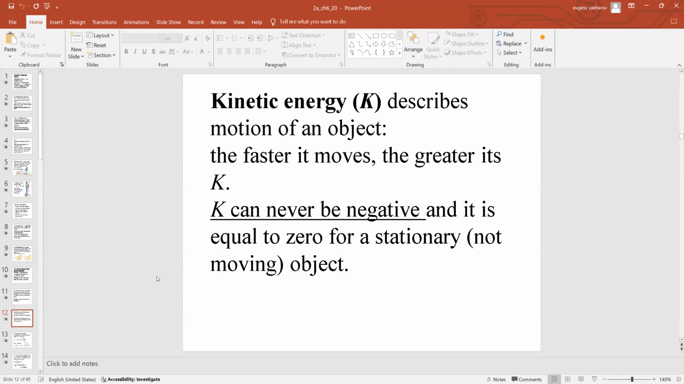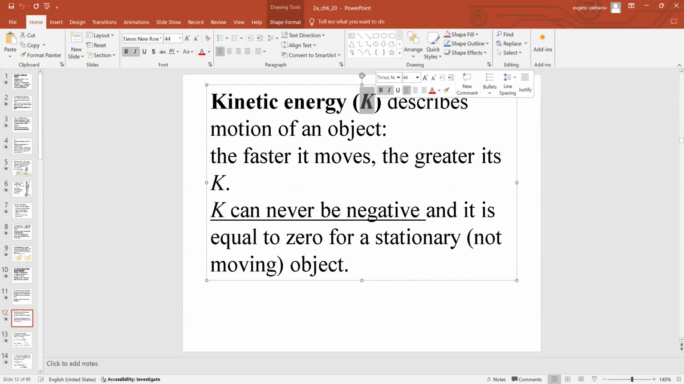The very first type of energy is called kinetic energy, and it has a capital K. You can say capital K or KE or E sub K, it doesn't really matter. In different textbooks you'll find different notations, but the most common notation would be just capital K. And it's a straightforward connection: the faster an object moves, the greater the kinetic energy.